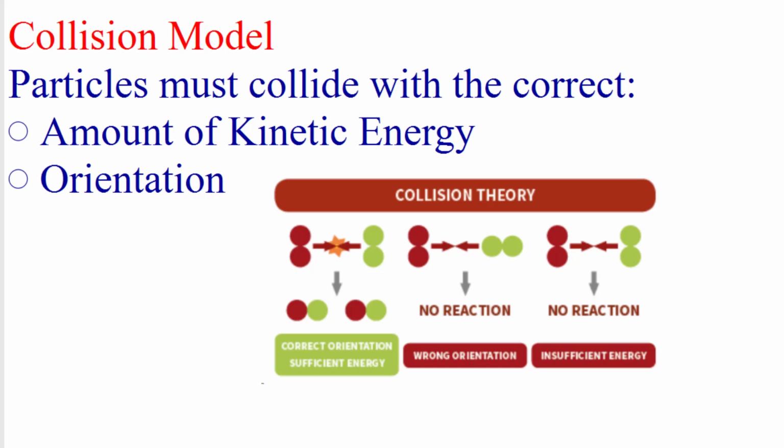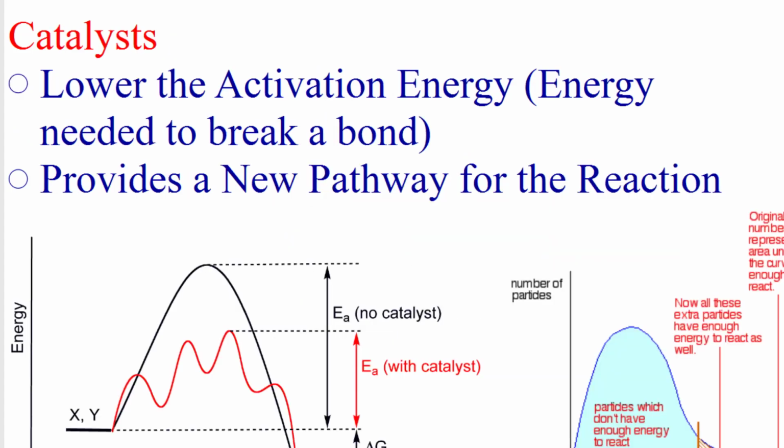If you don't have enough energy, you don't have a chemical reaction. If you don't have enough energy hitting at the right place, you don't have the right chemical reaction. And so we call that the collision model, we call that an effective collision. An effective collision has the amount of kinetic energy and the correct orientation.